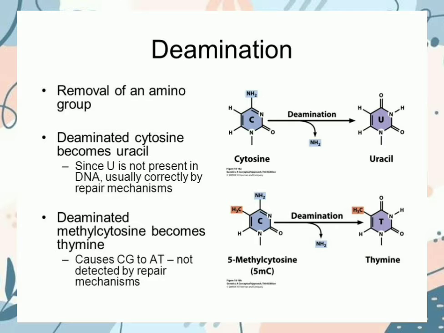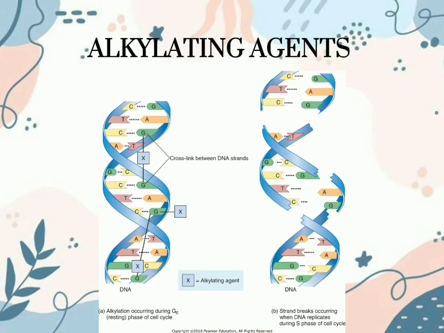Next one is alkylating agents. These involve those agents which can add an alkyl group, that is, they can transfer alkyl groups or substituted alkyl groups to cellular macromolecules by forming covalent bonds.